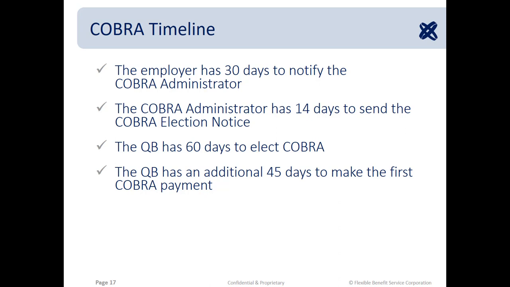If the employer is self-administering COBRA, then they have 14 days to notify the QB. This is 14 days from the date of the event, like a termination for example, or 14 days from receiving notice of the event, such as a divorce or separation. The qualified beneficiary has 60 days to elect COBRA, starting from the date on the notice. Once COBRA has been elected, the QB has an additional 45 days to make the first COBRA payment.